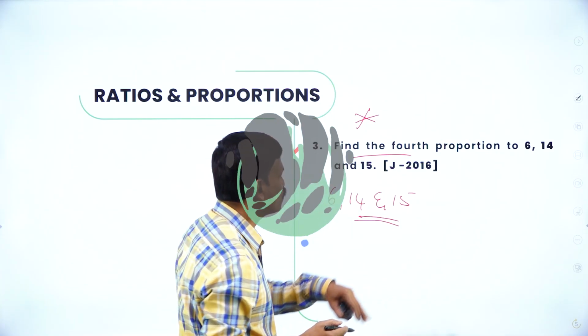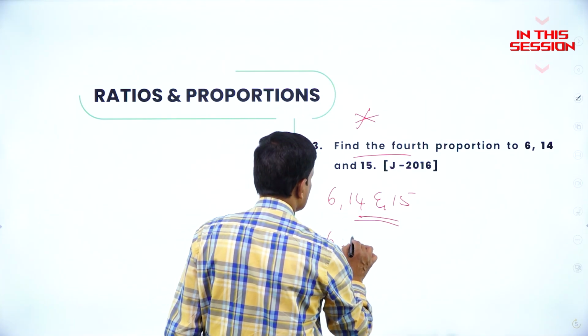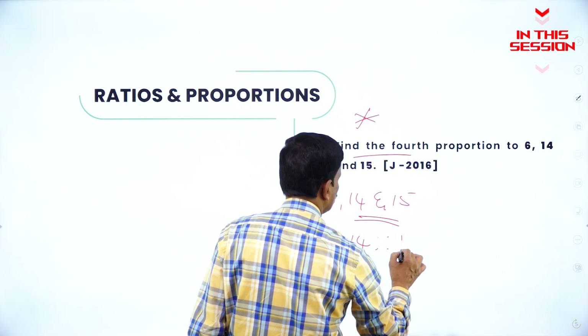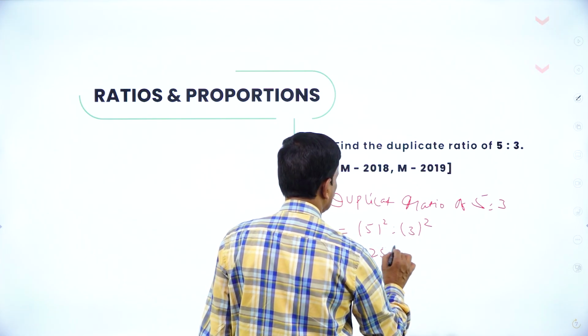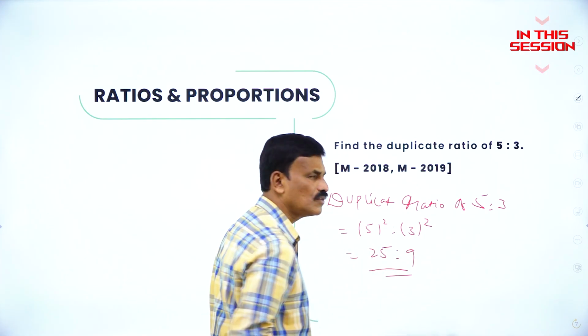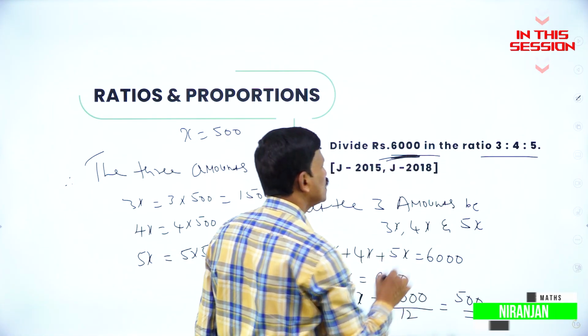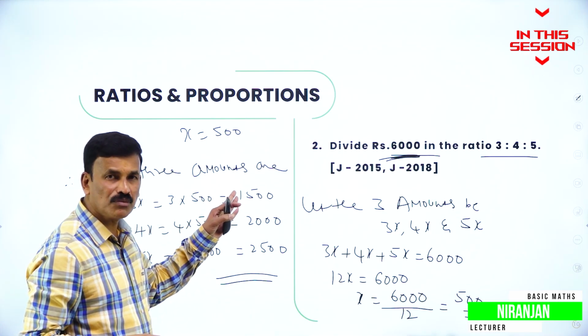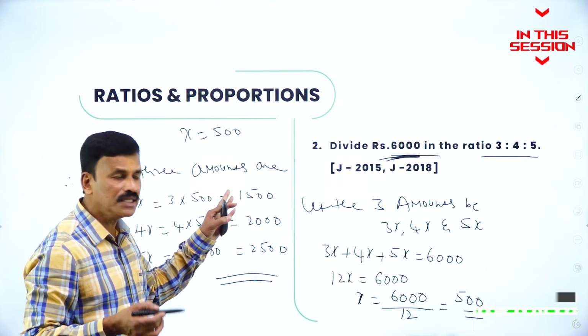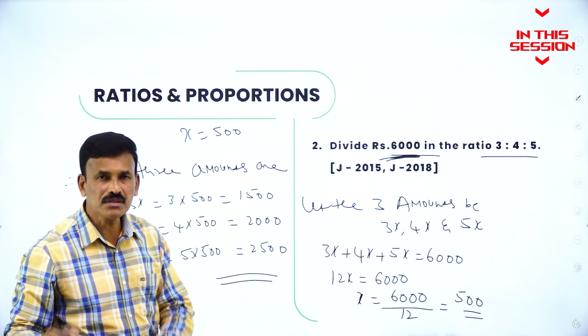To find the fourth proportion of this, 6 is to 14 is to 15 is to x. Duplicate means 5 square is to 3 square. 5 square is 25 is to 3 square is 9. 25 is to 9 is the duplicate ratio. The 6000 is divided in the ratio 3 is to 4 is to 5. Then the amounts we are going to get are 1500, 2000 and 2500.